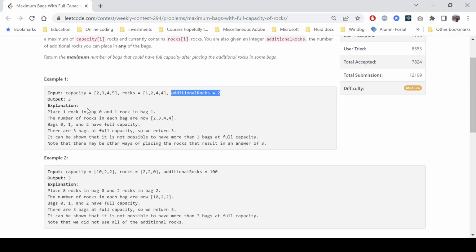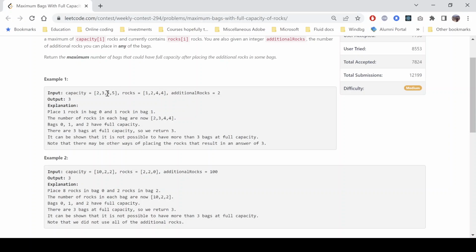We can fill these stones in a way that the bags are full. So if we place one rock in bag 0 and one rock in bag 1, the number of rocks in each bag will be 2, 3, 4, and 4. Because the capacity of the first bag is 2 and the number of rocks is 1, we can still place one rock so that it becomes full. So we place one in the first bag and it becomes full. If we talk about the second bag, again the capacity is 3, but we have two rocks, so we can place one extra rock in this, so this also becomes full.